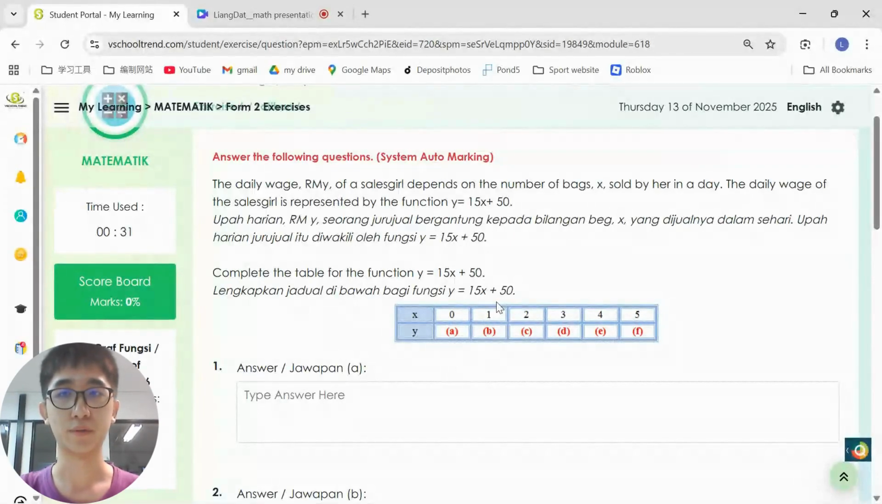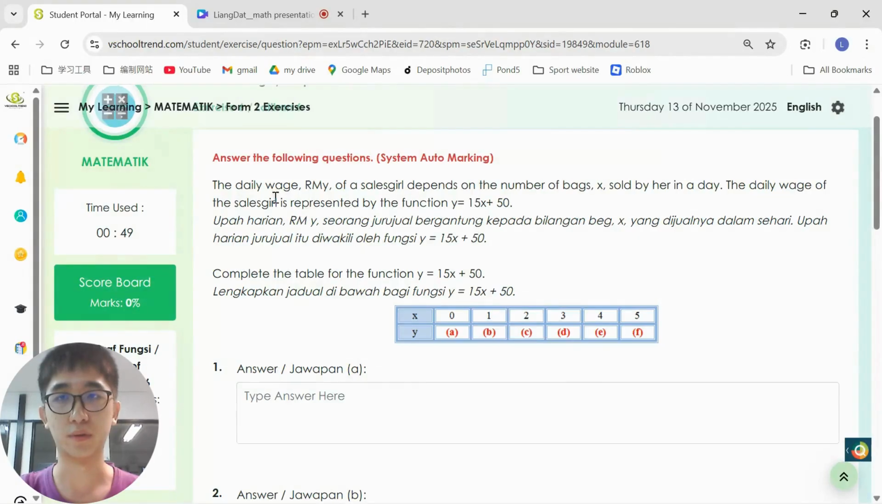Hello everyone. Today I am going to explain how to solve questions 1 until 6 in the exercise.